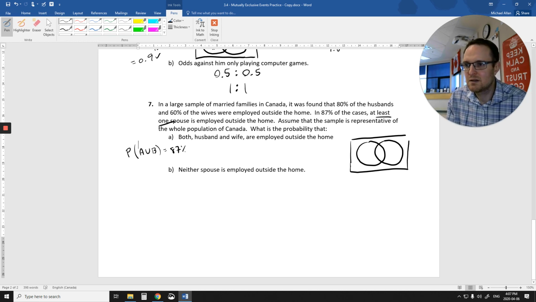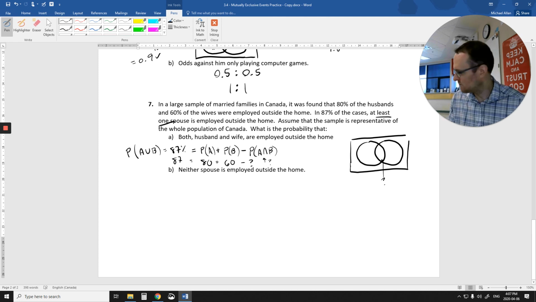What's the probability that both are employed outside the house? So I'm looking for this box in the middle. Question mark. Okay. So if I use my formula here, I can go with the probability of A plus the probability of B. Because right now, if I add those together, there's definitely more than 87. I'm going to have to subtract out them both happening. So this is what I'm looking for, a little question mark there. So I can put the numbers here, 87, let's just say A is the husband's, 80, let's say B is the wife's, minus whatever I'm looking for here. I'm just going to rearrange it. So what's 80 plus 60? So that's 140. Goes 87 minus 140. So that question mark, which is the intersection between the two events, is 53%.